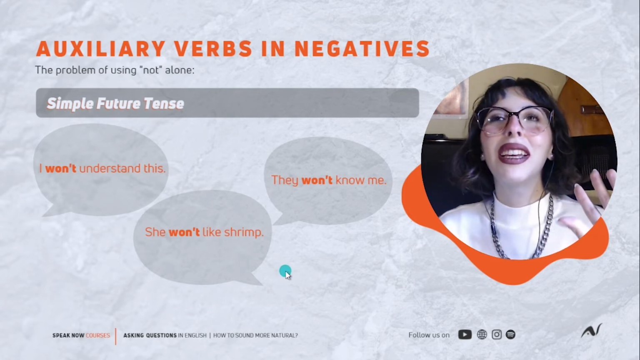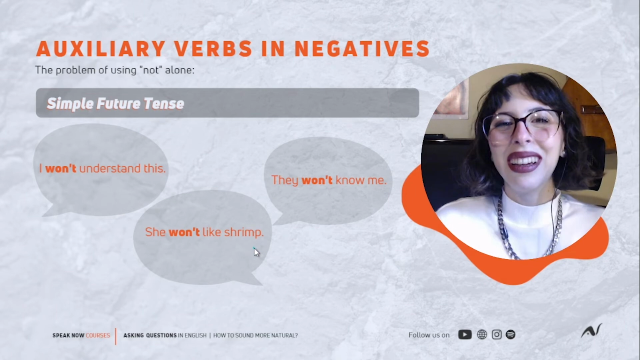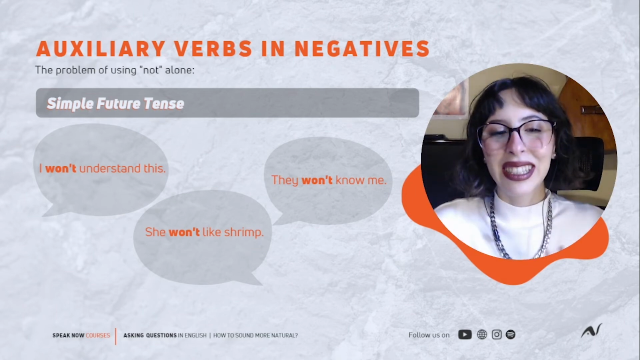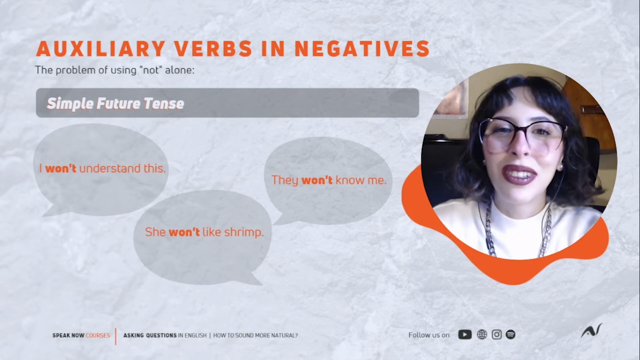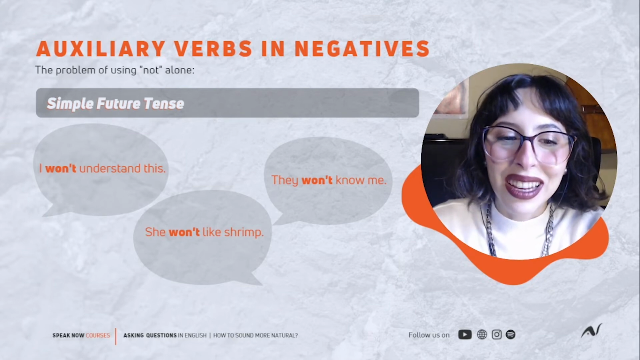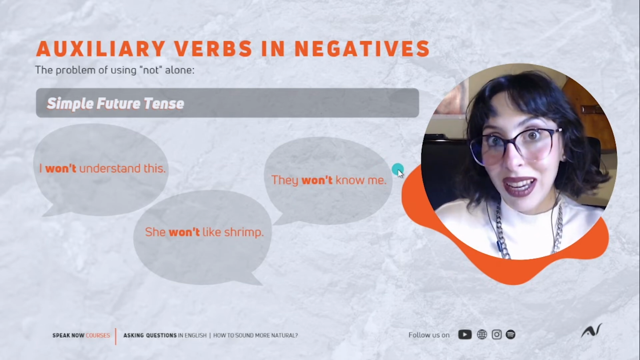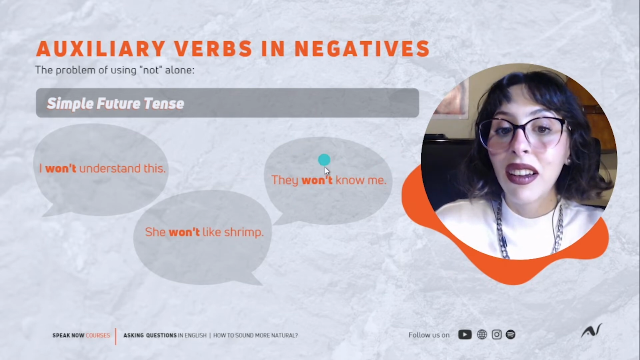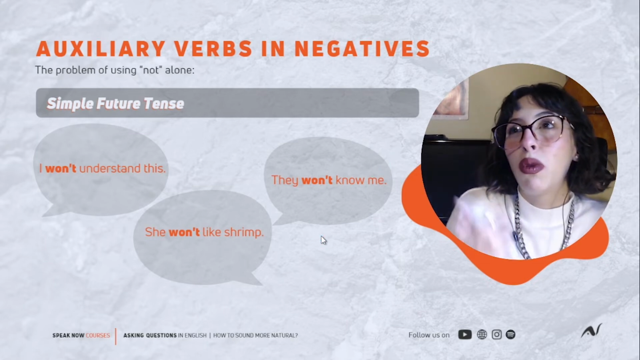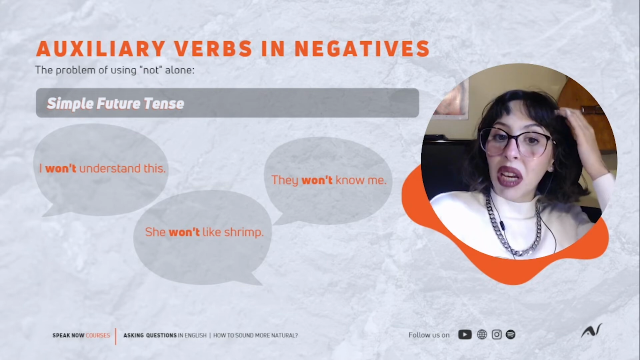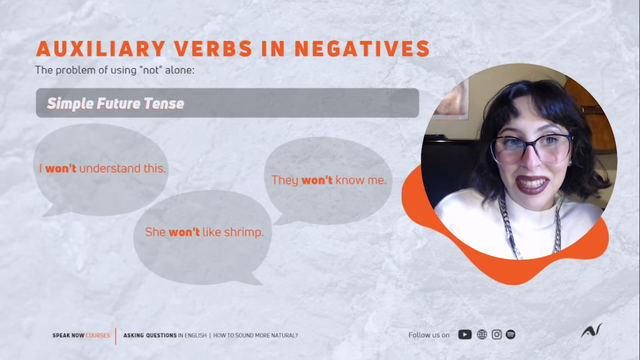Okay, probably if you don't know this word, you've been wondering, what is shrimp? Go ahead and Google some images. Yeah, you can safely do that. Search for shrimp on Google Images and you have your answer to what shrimp is. Repeat. They won't know me. Okay, they won't know me. In this case, I imagine they will not recognize me. They will not remember my name or something of the sort.